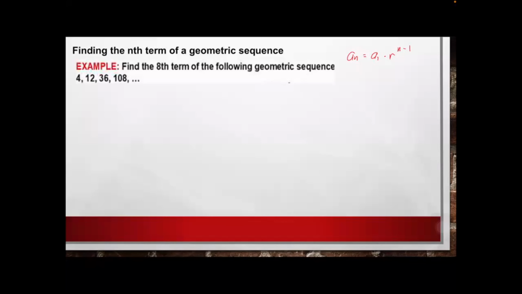So to solve for this, kailangan natin i-identify yung mga parts ng given. So meron tayo ditong a sub 1 is equal to 4. Then we have to find a sub 8. Ito.